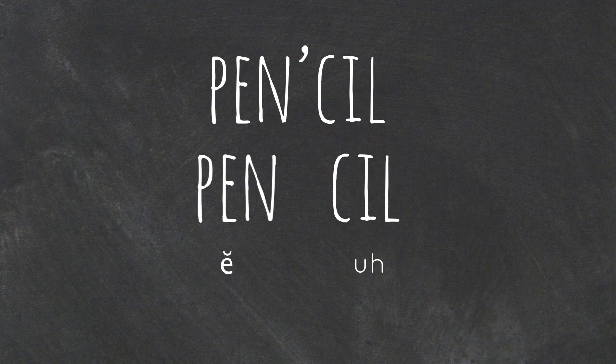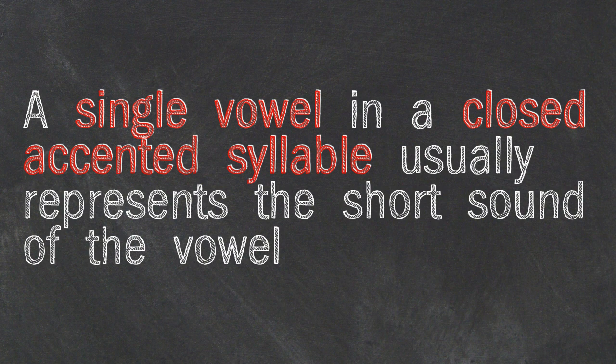So what does all this mean for the generalizations that we can make? A single vowel in a closed accented syllable usually represents the short sound of the vowel. So we've taken this idea of a closed syllable, a syllable that ends in a consonant sound, with an accented syllable, a syllable where we don't hear that uh sound. That's going to represent the short sound of the vowel.